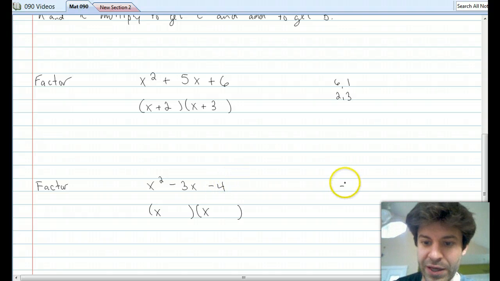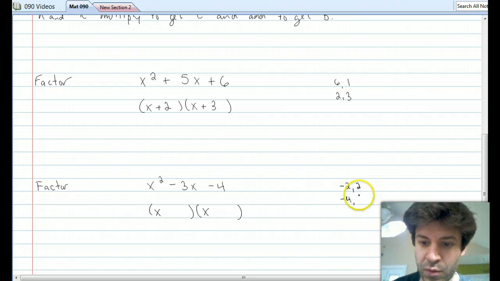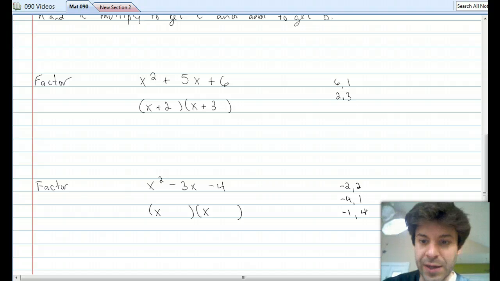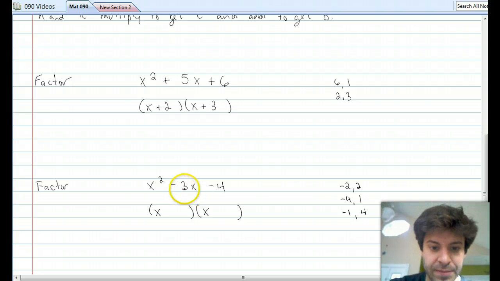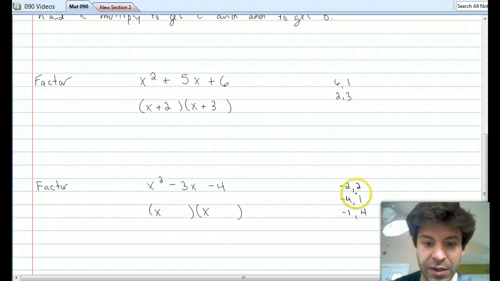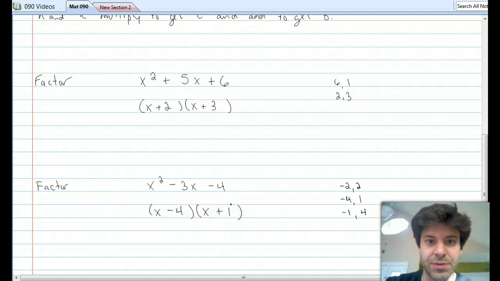We have negative 2 and 2. We have negative 4 and 1. And we have negative 1 and positive 4. Those are our options of numbers that multiply to get negative 4. Now, which one of those 3 options is going to add up to negative 3? Well, it's pretty easy to see that negative 4 and 1 are going to add up to negative 3. So what we put in here is a minus 4 and a plus 1.